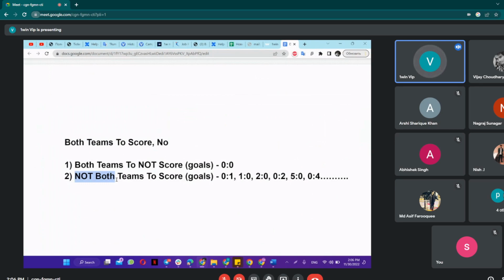So, for example, you all together start talking something here on the call, and I'm telling you, not all of you at the same time. It doesn't mean that all of you should stop talking, but only one should talk for me to hear you clearly. The same: not both teams to score goals. So one of the teams could have any other amount of goals, 1, 2, 3, 4, 5, 6, 7. The other team should always have 0.